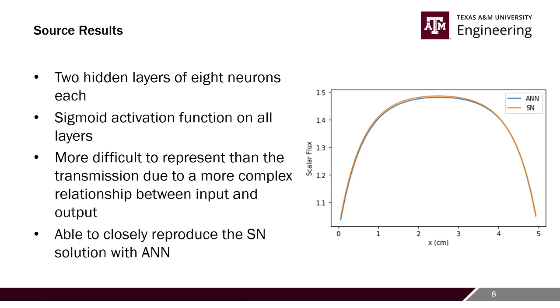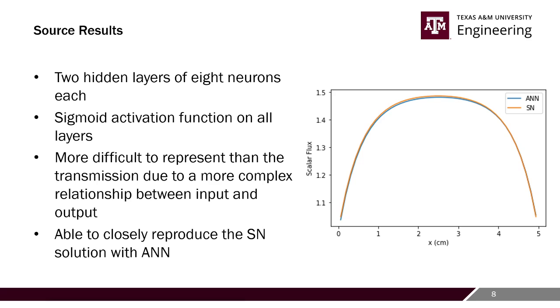Again, this neural net has 2 hidden layers, but this time of 8 neurons each, and again, the sigmoid activation function on all of the layers. And the source contribution is more difficult to represent than the transmission solution due to a more complex relationship between the input and output for the source contribution.